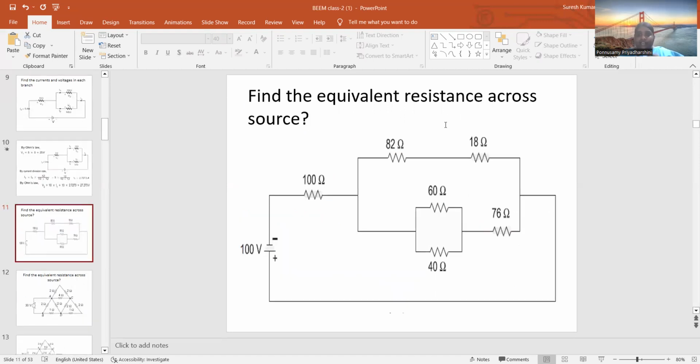The next is find the equivalent resistance across the source. So we have to find out all the resistance which is connected across the source. Here it is easy. First we have to see what the different combinations are. They are connected in series and parallel. This 82 ohms and 18 ohms are connected in series, and these two things are connected in parallel. So first you find the R equivalent of this, then you add both the things, and then you find the R equivalent of this combination, and that has to be added with 100 ohms to get the R equivalent.